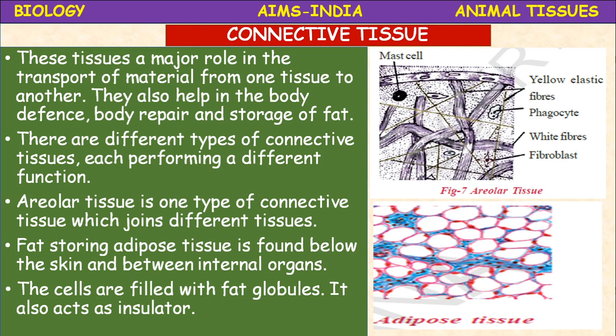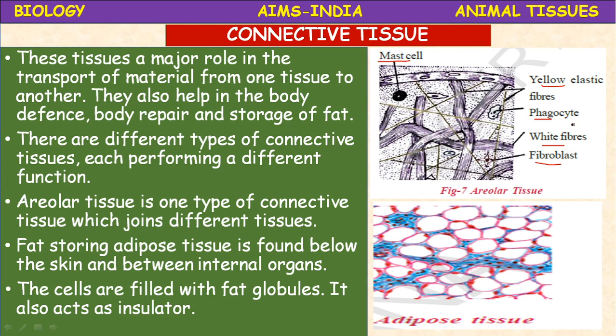Okay, it is made up of different types of cells like mast cells. Okay, fibroblast cells are the special cells present in the areolar tissue, and it even contains phagocytes, white fibers, yellow fibers, and collagen fibers. It's a fibrous tissue.